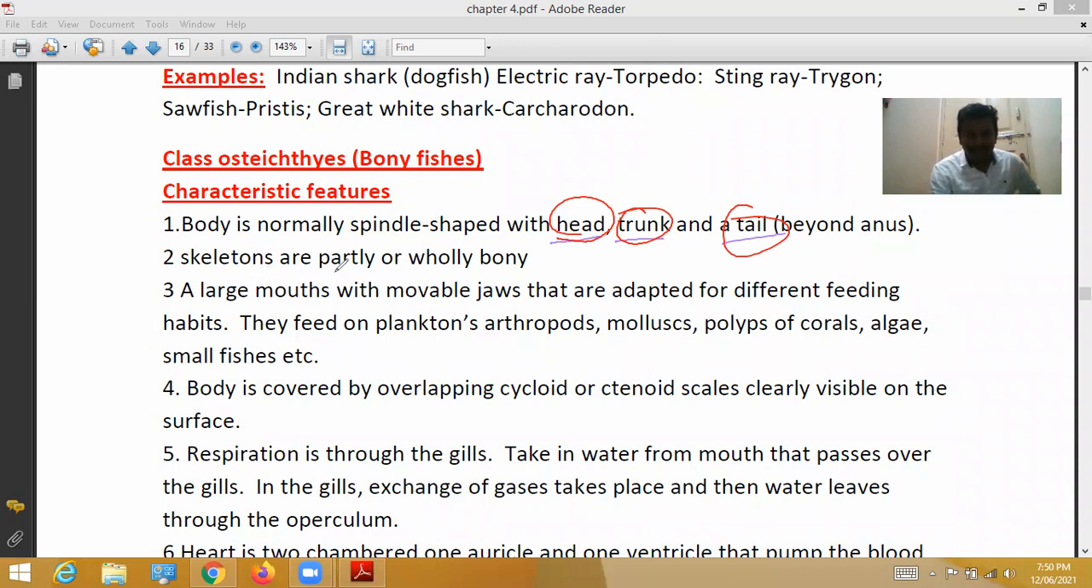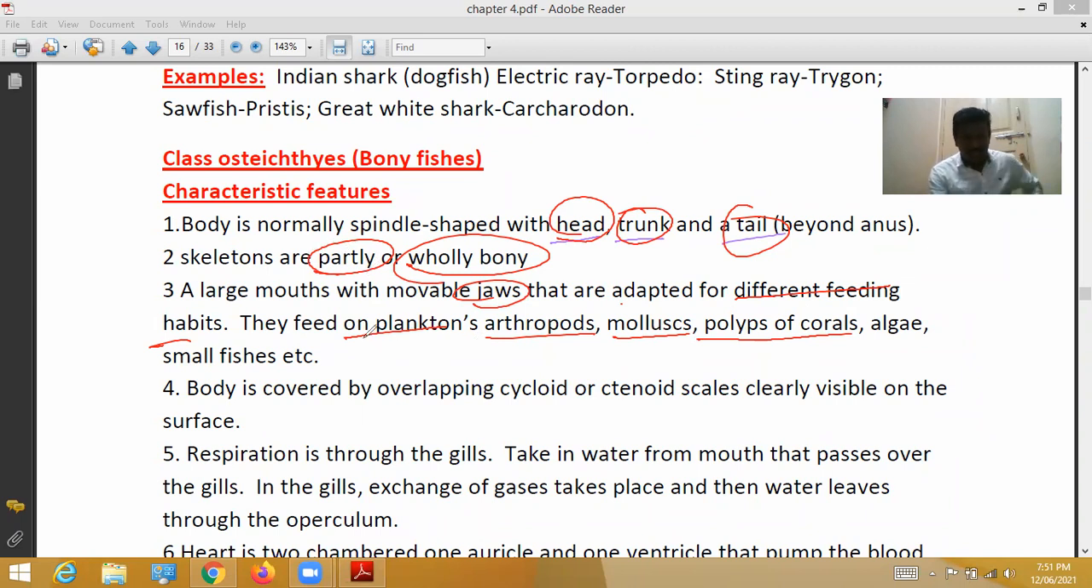Generally, the skeleton is partially or wholly bony. They have large mouths with mobile jaws that are adapted for different feeding habits. So they feed on plankton, arthropods, mollusks, and polyps of corals. Generally, they feed on plankton. These are called bony fishes, Osteichthyes.